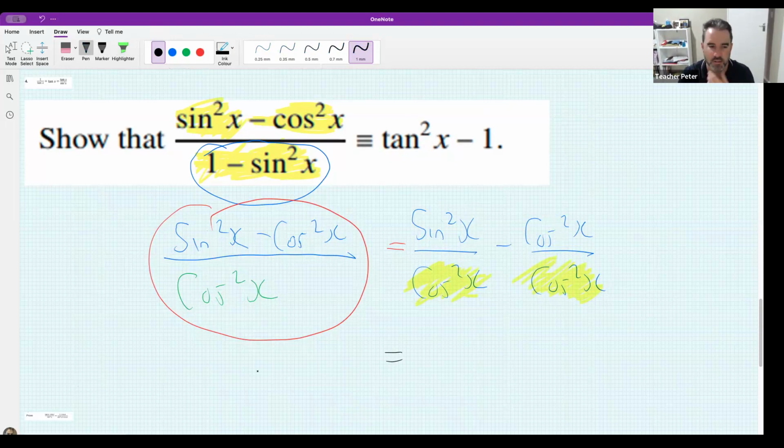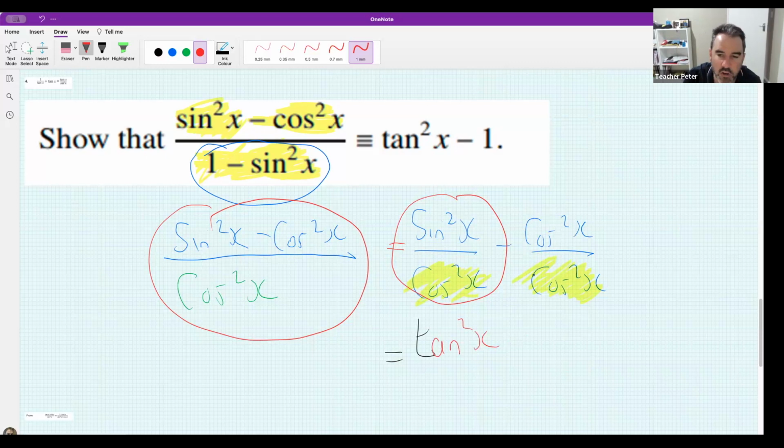Who has some ideas about what they see? Yeah, Rolani, what do you see? It's going to be the sin squared x and the fraction of the one. So this bit is going to be tan squared x, and then anything over itself is 1. So that's that trick I was talking about earlier on, where anything over itself is 1. And oh my goodness, we are done.